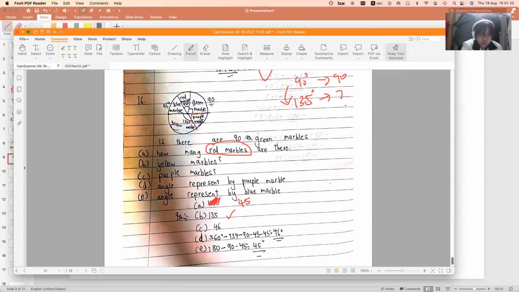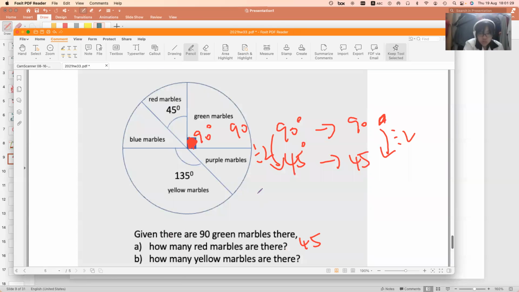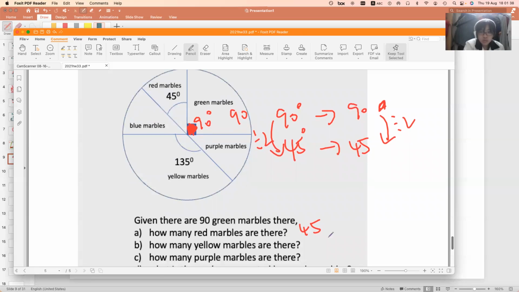Purple. So what's the degree here? So the degree here is, how come you never show? How did you show? How do you get it? How do you get a number of purple marbles? How? It means question mark here. So in order to find the question mark, you need to find what's the degree here first, right? Yeah. So what's the degree here?